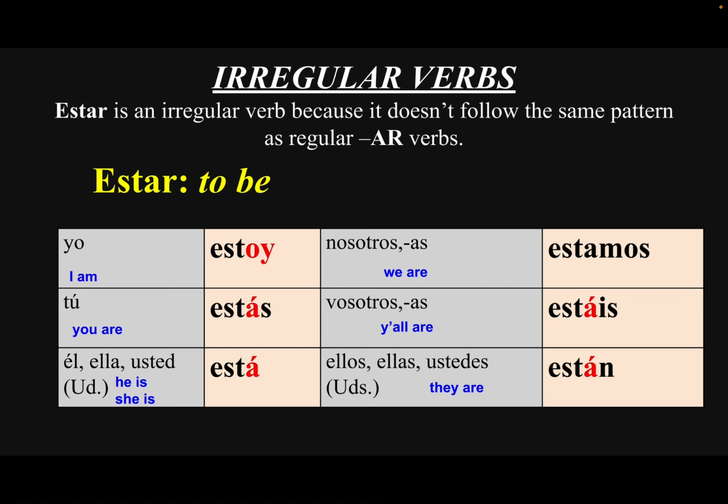Now, estar means to be. So when I break this down and I say yo estoy in the present tense, we're saying I am. Or when I say tú estás, you're basically saying you are. Same thing when we say él está, he is, ella está, she is, and so on and so forth.